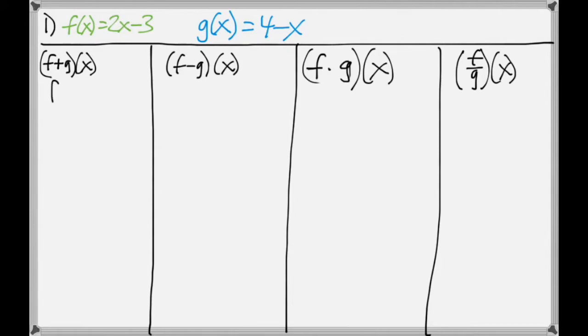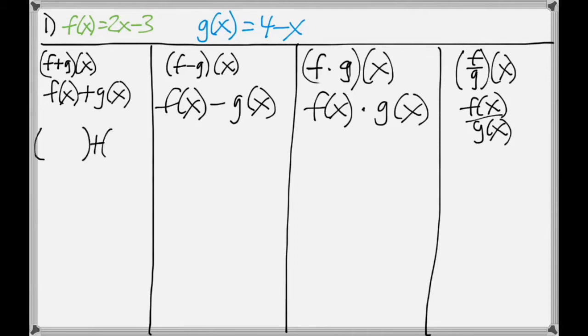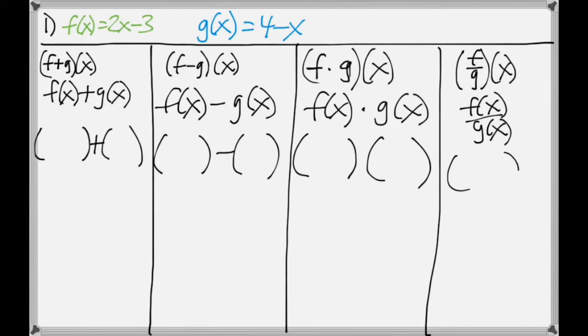Another way of writing these are f of x plus g of x, f of x minus g of x, f of x times g of x, and f of x divided by g of x. So a lot of times people like to rewrite the question like that. But essentially what these are going to be doing, you're going to be taking the two functions and adding them, the two functions and subtracting them, the two functions and multiplying them, and then the two functions and dividing them.